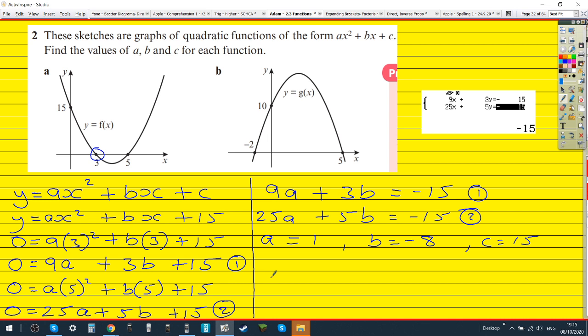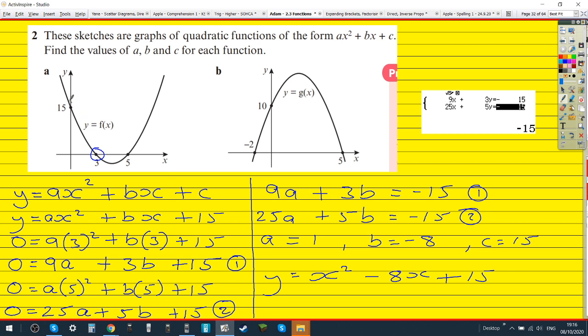Would it be 1x squared minus 8x plus 15? And what is that all equal to? It has to be equal to something if it's an equation of a curve. Y. Yes, very good.